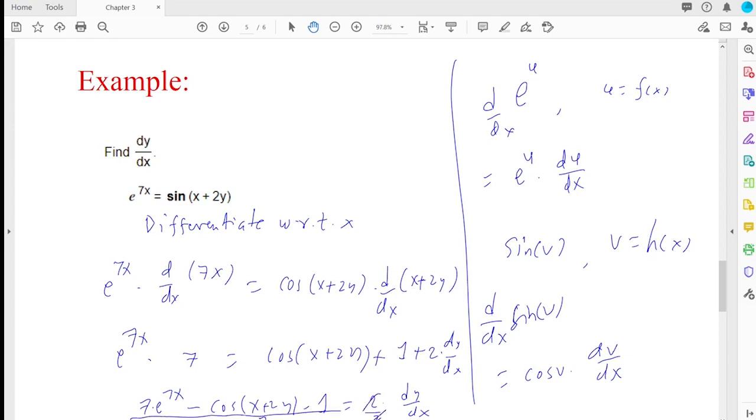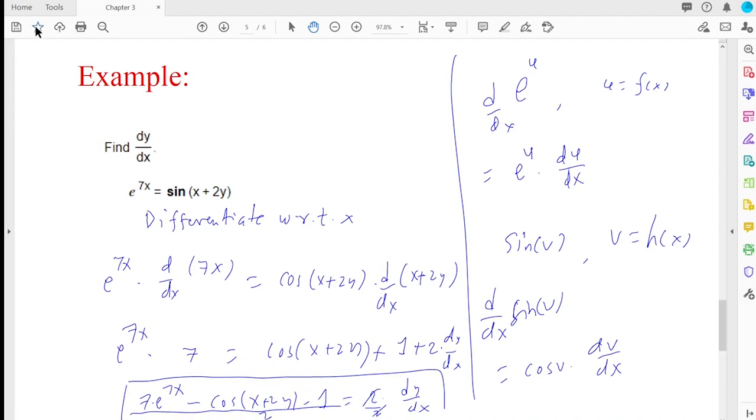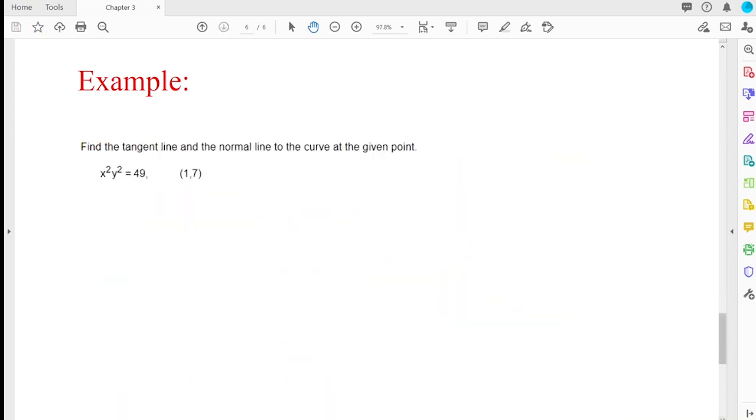So that is our dy over dx. That's the final answer: 7 times e to the power 7x minus cosine x plus 2y minus 1 over 2. Okay, let's go to the next problem.